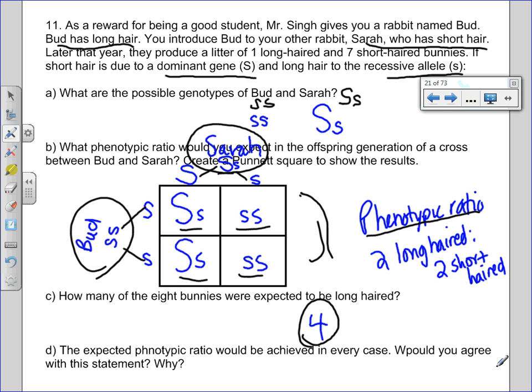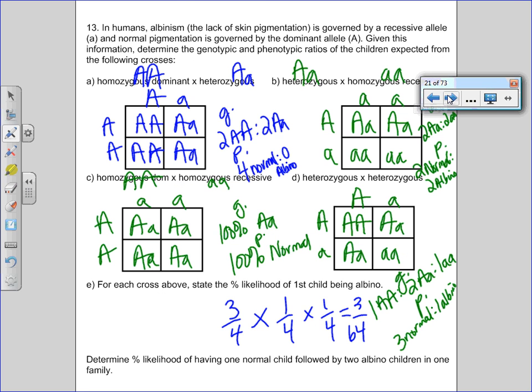That's what we mean when we talk about expected versus observed or actual results. In nature, things happen by chance. The more times we look at the offspring, like if we looked at their litters over time, a whole lot of different litters, we'd probably see that if we counted them all up, about half of their offspring would be long-haired and half would be short-haired. But for any one particular litter, it's probably not going to be what's expected mathematically. Okay, so that's number 11.